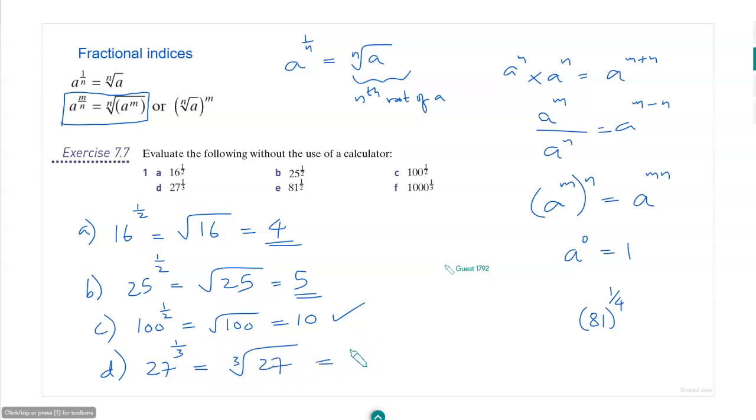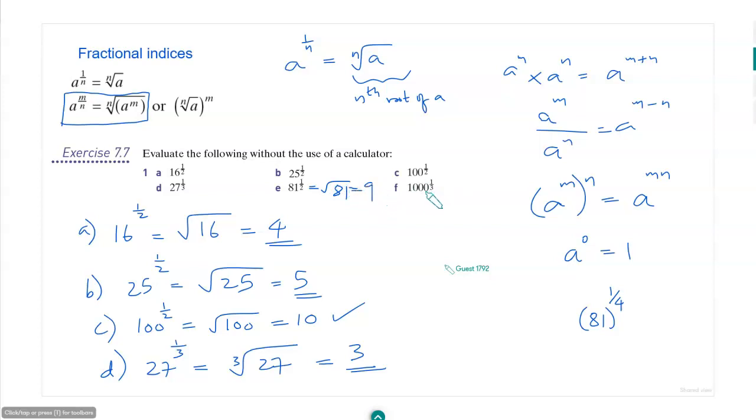So what's cube root of 27? 3 times 3 times 3. Very good. So that's three. What about this one? 81 to the power 1 by 2. So that's square root of 81, right? Yes. So 3? No. 9 times 9. Yeah, 9 is the right answer.